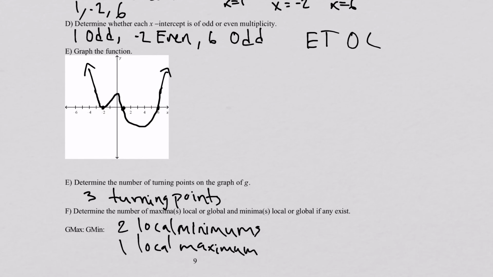Global, there are no global maxima, right? Notice that it keeps increasing forever. So there are no global max, but there is 1 global min, which is this one right here. It does not keep decreasing after this point. This particular point is the lowest that it gets, and then it keeps going back up.